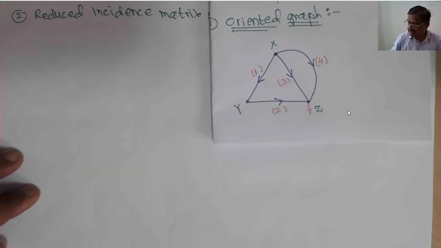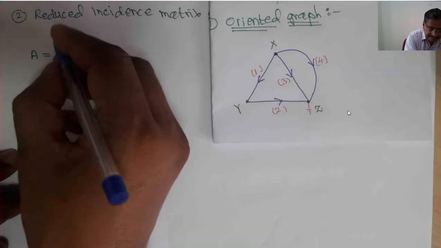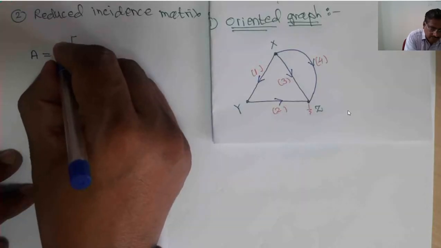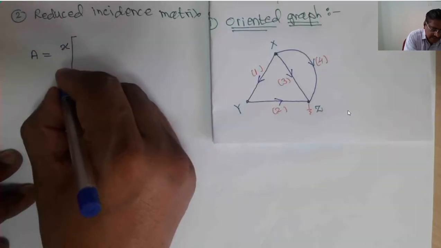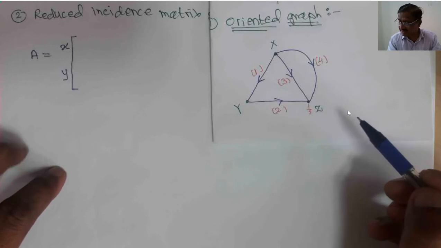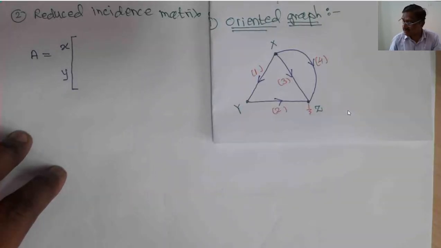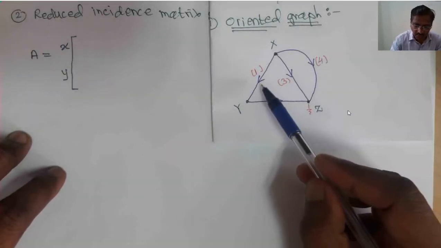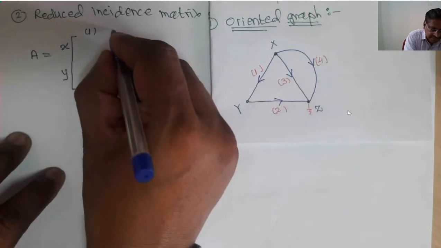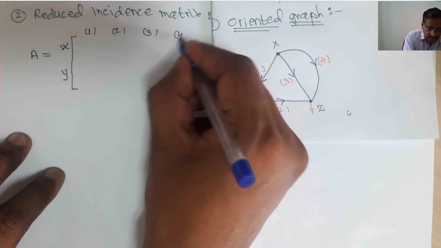Now look at how this reduced incidence matrix will be drawn. This matrix A is equal to a matrix that has only two rows, X and Y, because the Z node we are taking as a reference node. That's why its entry will not be considered in the reduced incidence matrix. How many branches do we have? 1, 2, 3, 4, which means there will be 4 columns. This is column number 1, here is column number 2, this will be column number 3 and this will be column number 4.